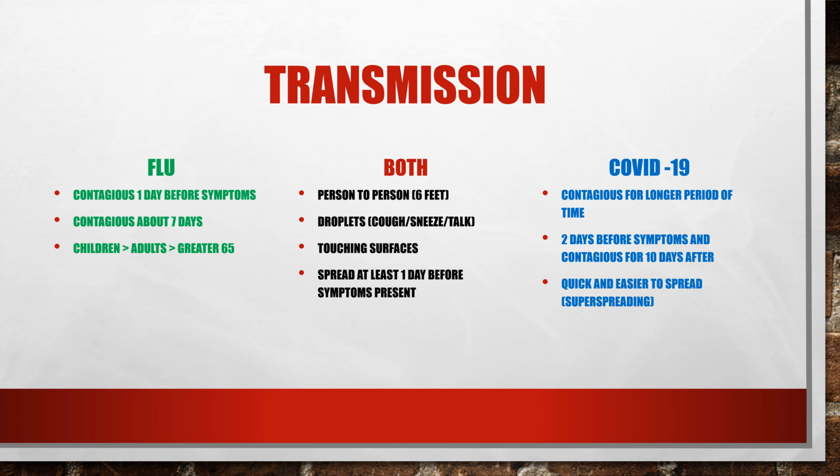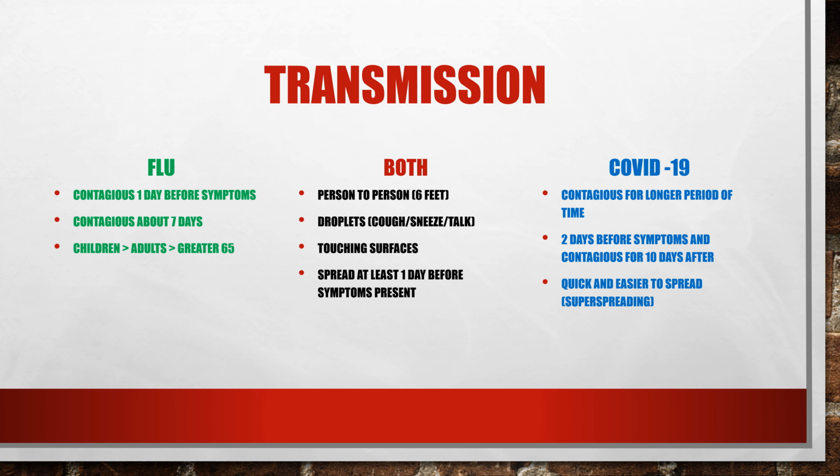After the person starts showing symptoms, the person can spread the virus for 7 days after that period and 1 day before. And typically, the flu is seen more frequently in children, and then the next set of people that's seen more often is adults, and then older people, greater than the age of 65. We tend to see lower frequencies of flu incidence in them.